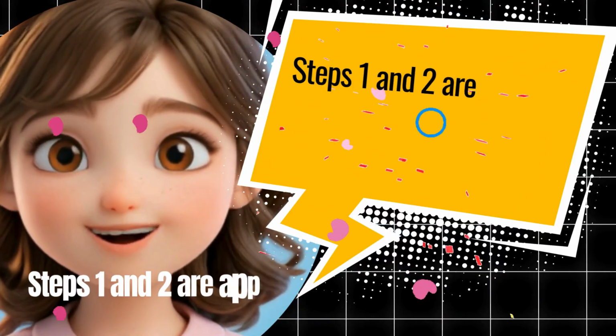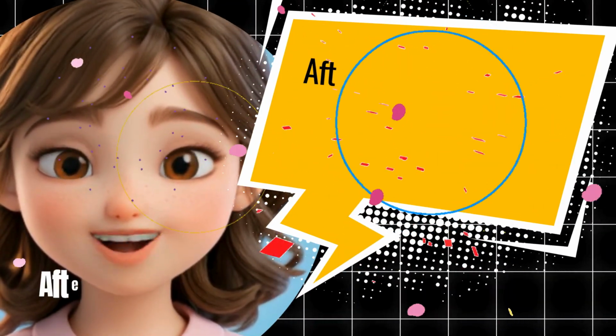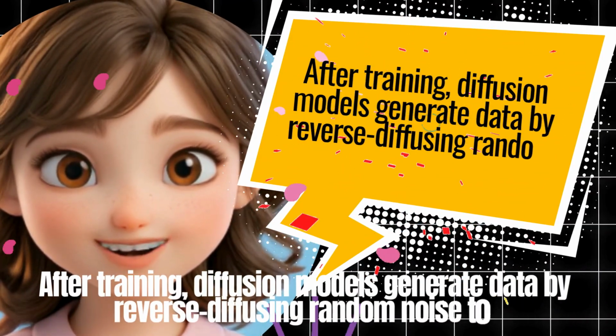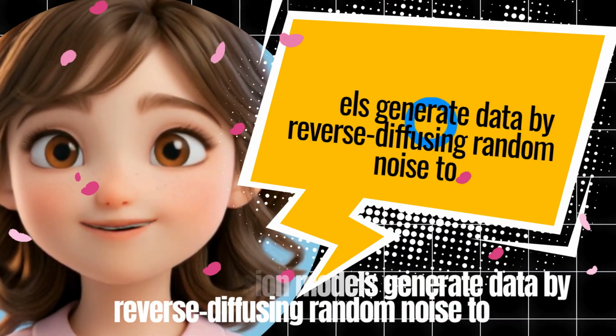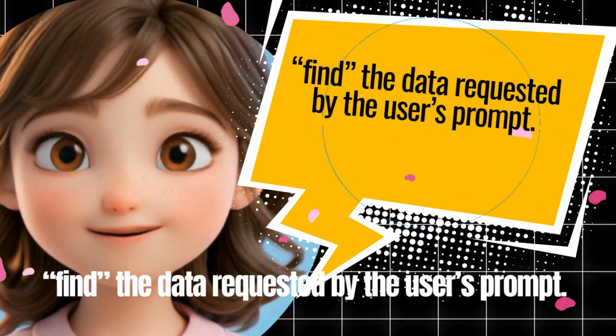Steps 1 and 2 are applied to train diffusion models. After training, diffusion models generate data by reverse diffusing random noise to find the data requested by the user's prompt.